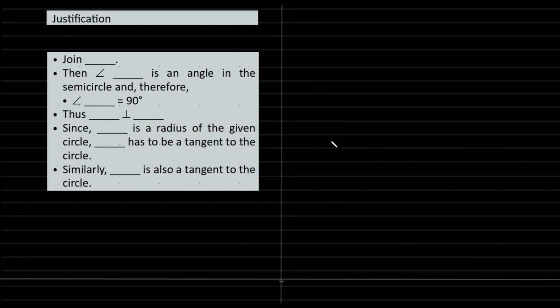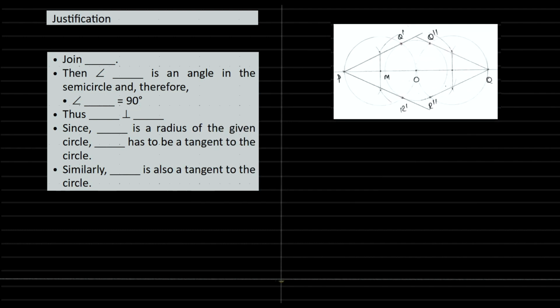So justification is also similar. So if you are doing from the first problem and including the basics, you know that this is a very similar pattern in all the questions. So you learn one properly, everything else follows the same. So here we need to join, say, OR dash and angle P.